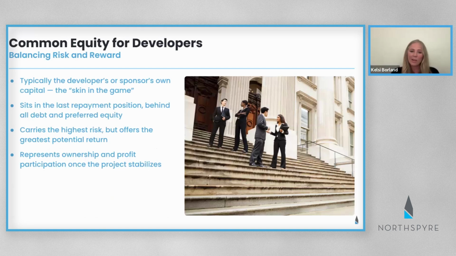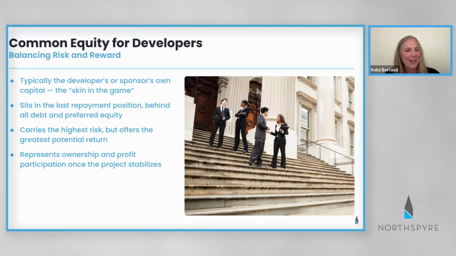All right, and then common equity for the developer. This is your skin in the game. Everybody wants the developer or the investor to have their own skin in the game. They want to know that they're also sitting in a potential risk position. This sits in the last repayment position and it carries the highest risk, but also offers the greatest return potential, right?